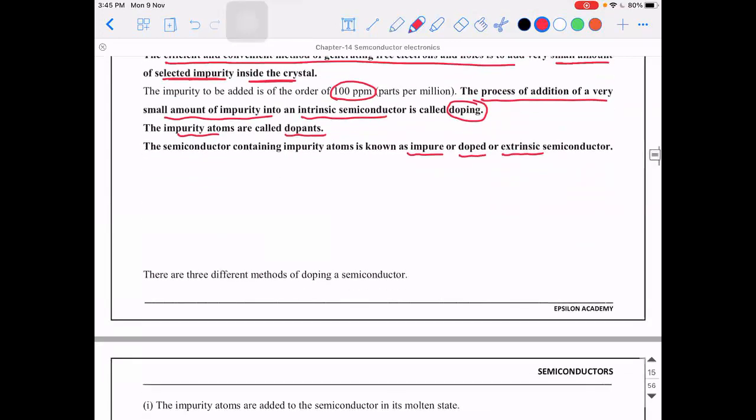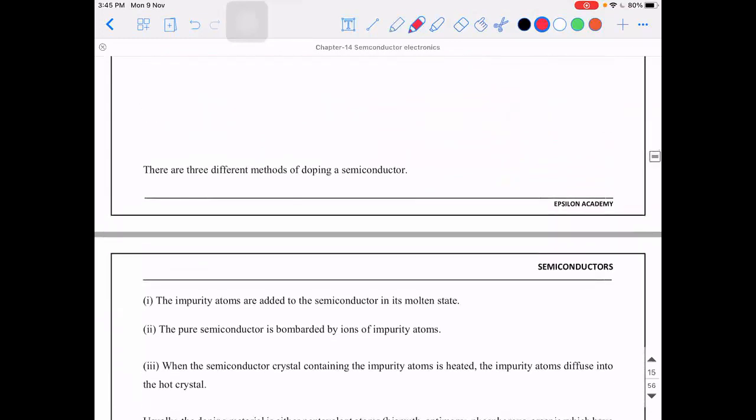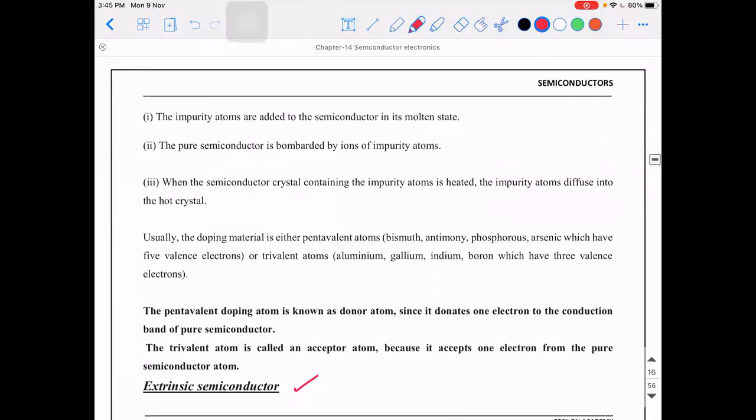So next is, what are all the ways in which doping can take place? What are all the methods that can be followed for you to dope a semiconductor? One is, the impurity atoms are added to the pure semiconductor in its molten state. That is, you melt it and then you add the impurity atoms. This is one of the methods. Or you take the pure semiconductor and you bombard it with ions of impurity atoms.